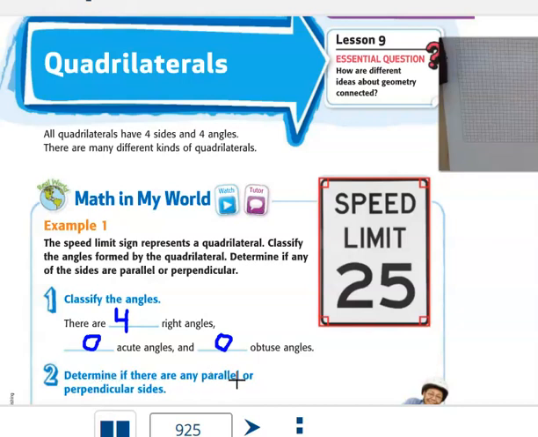Determine if there are any parallel or perpendicular sides. Since there are 4 right angles, and we know that in order to have a right angle you need perpendicular sides, I know that there are 4 perpendicular pairs. Here to there, this is perpendicular. This is. And here's another. Those are all perpendicular. But that doesn't mean that's all I have.